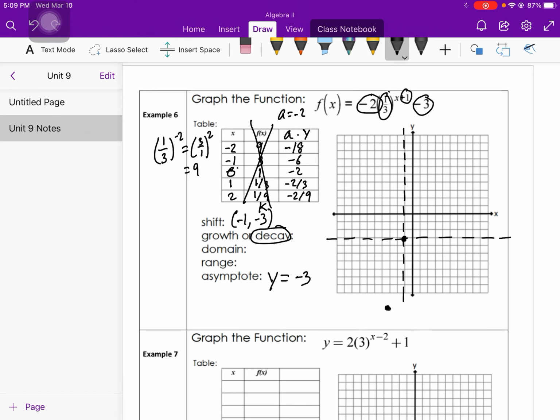Back one, down 1, 2, 3, 4, 5, 6. 0, -2 is going to be on this line here. 1, -2/3 about right there, and then 2, -2/9, getting closer and closer to that line, but we never actually touch. And just show that you're not going to cross that.